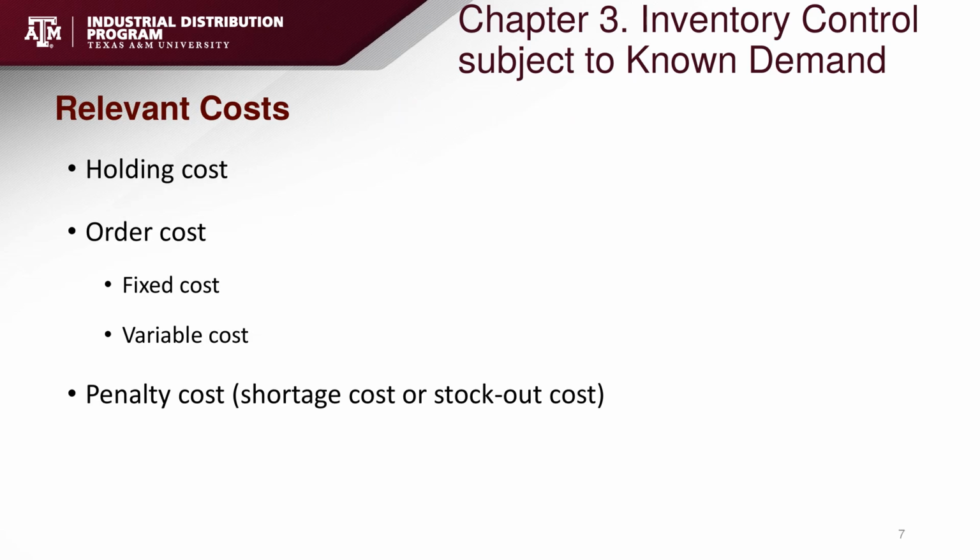Now let's talk about the money. Cost minimization is essentially equivalent to profit maximization in these models. Three categories drive every decision. First, holding cost, what it costs to keep inventory on hand. Second, order cost, the cost to place and receive a shipment. And finally, penalty cost, sometimes called shortage or stock out cost. This is the price you pay when you don't have stock to meet a customer's request when it occurs.